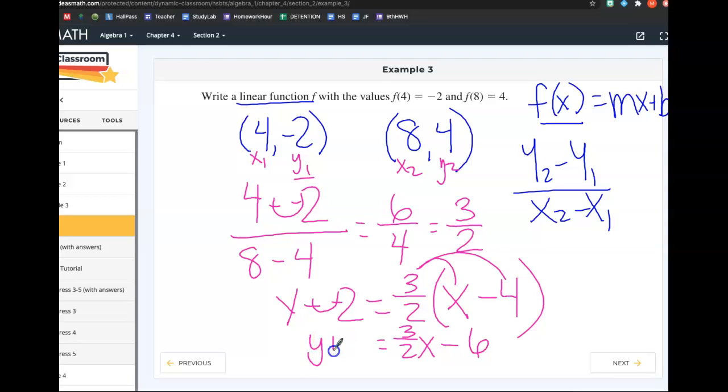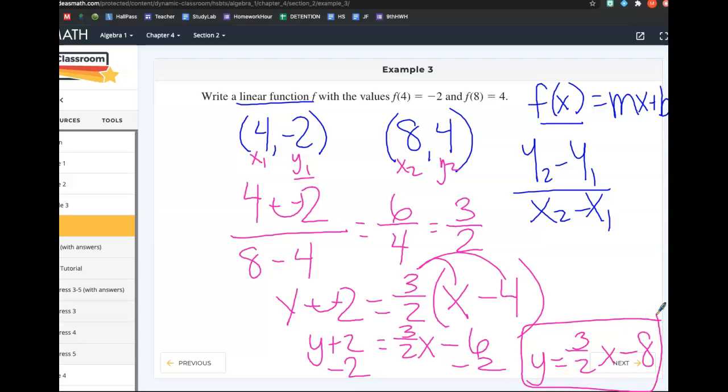And then I still have y plus 2. In order to get y by itself, I'm going to subtract 2, y equals 3 over 2x minus 8. And that is in slope-intercept form. But since they want it in function notation, I'm actually going to write it as f of x equals 3 over 2x minus 8.